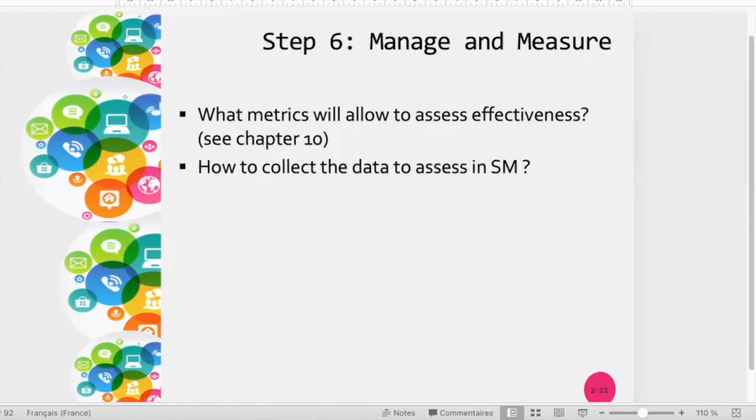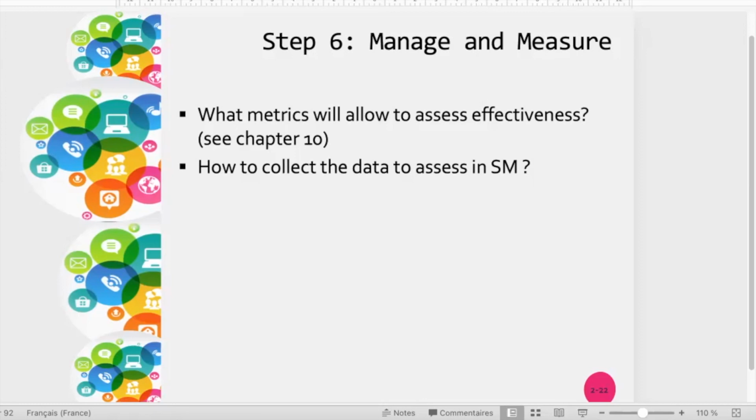So step 6, to manage and measure the social media campaign. Which are the metrics which allow us to assess the effectiveness of our campaign? We will see that in detail in chapter 10. But this means, for example, to measure brand awareness, we can measure brand recall, website traffic increase. We can measure the number of clicks on our website, how many times the users have stayed on our website, how many click-throughs they're doing, how many pages they click through on the website.